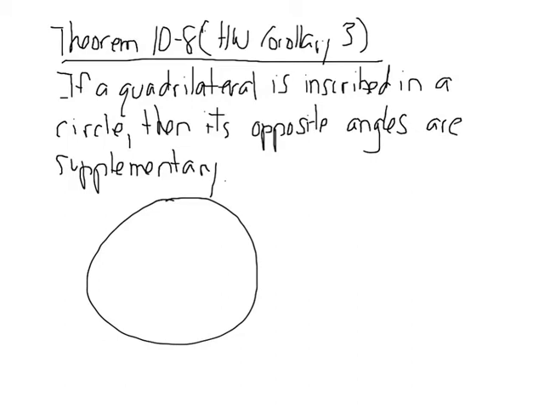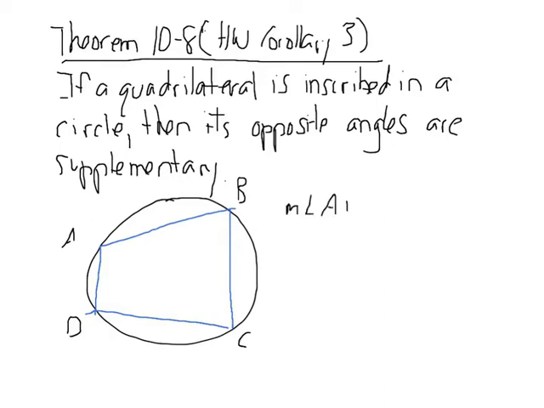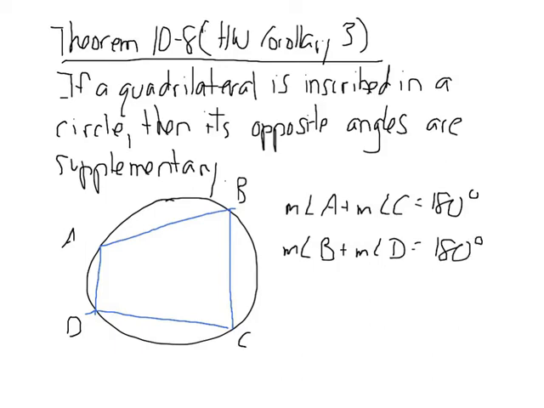For example, let's say that we have this circle, and in this circle I'm going to inscribe this quadrilateral, quadrilateral ABCD. What we're saying is that opposite angles are supplementary. The measure of angle A plus the measure of angle C is 180 degrees. The measure of angle B plus the measure of angle D is 180 degrees. Let me show you why that's going to be true.